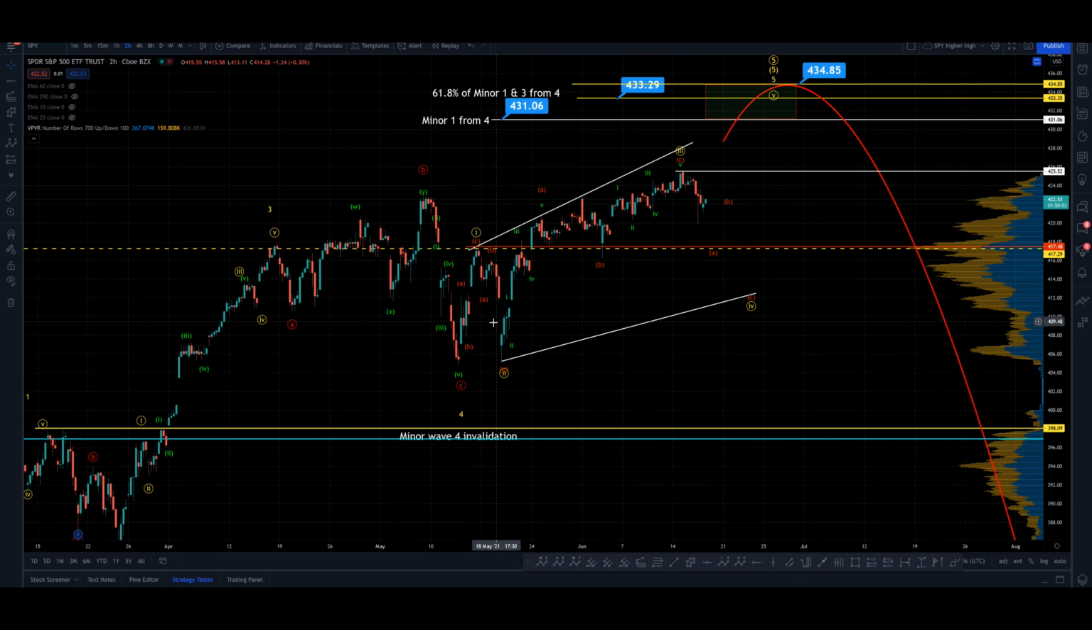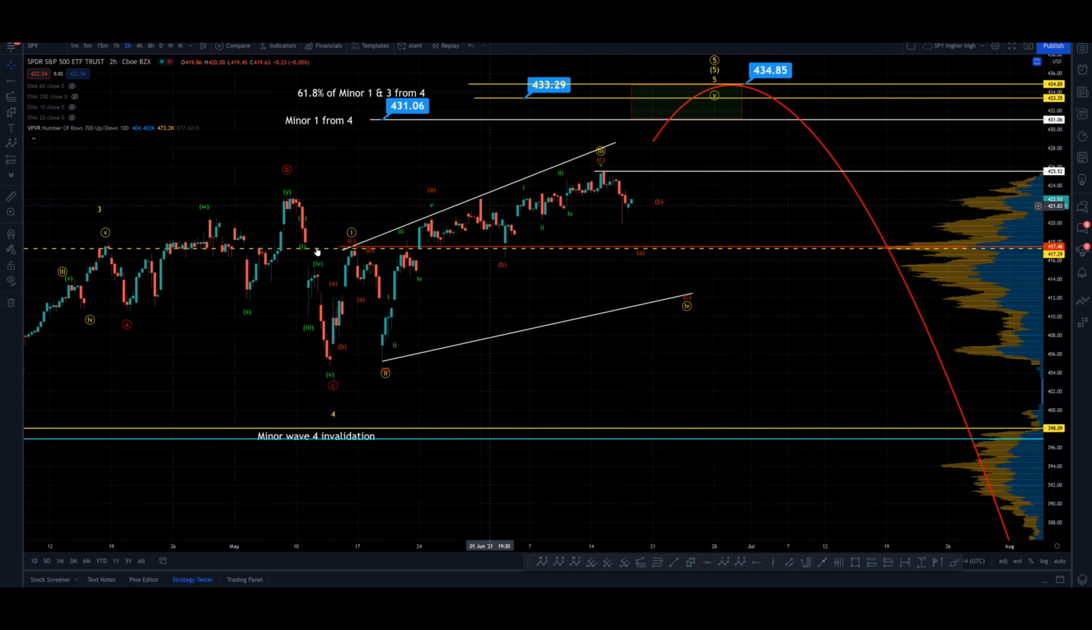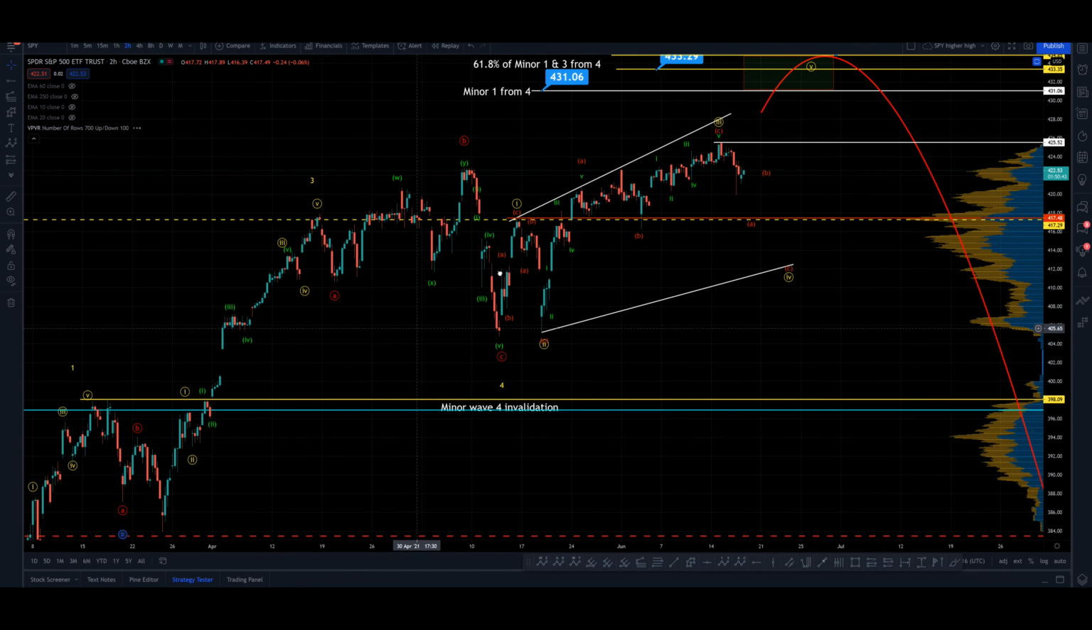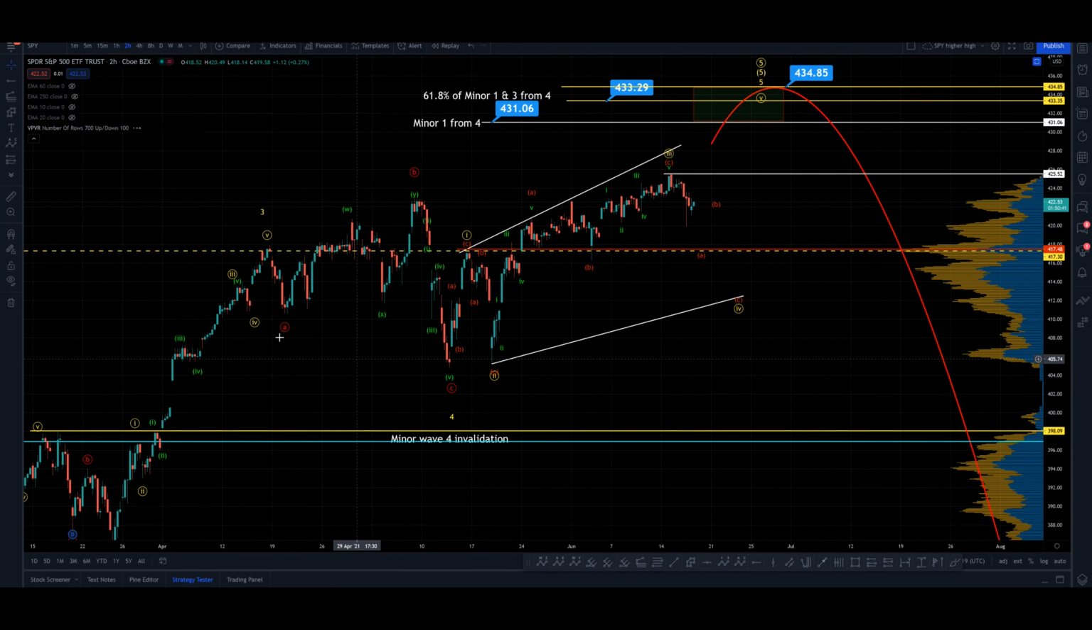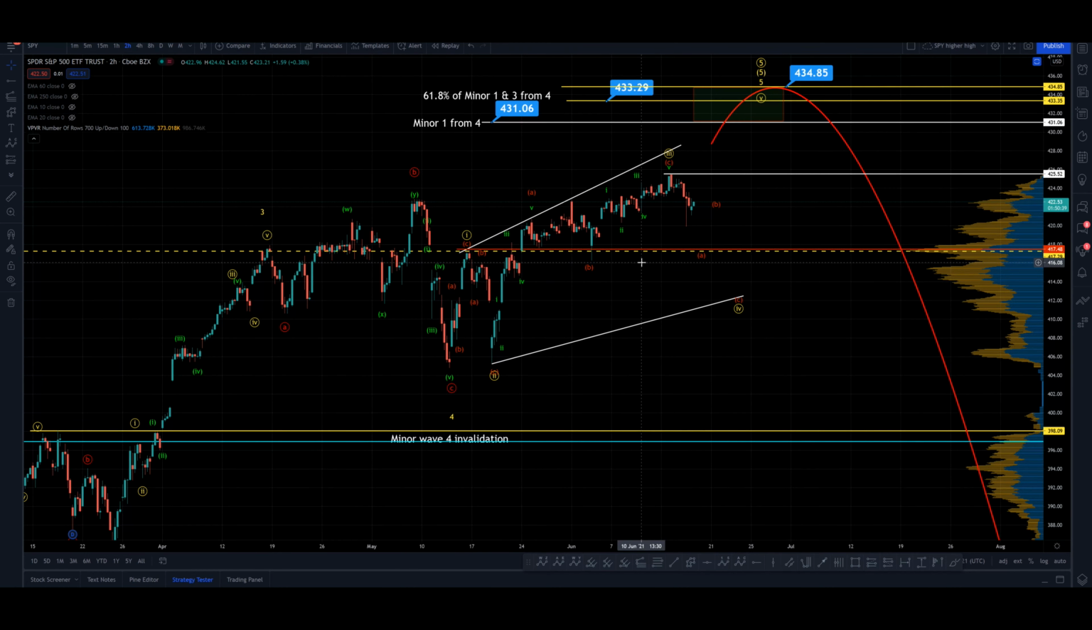If you've got any ideas, I'd be glad to hear about them in the comment section. Like I said, I can't count this initial 1 impulsively. There's not 5 waves here, this is a 3-wave swing. So unless there's something wrong with our interpretation of the minor wave count, unless there's an alternative in here that I'm not seeing, I'm open to ideas.